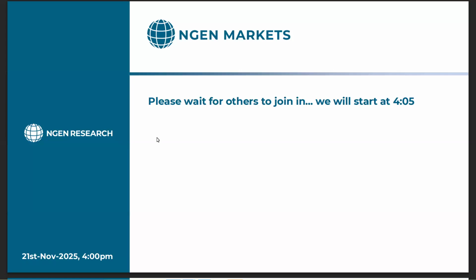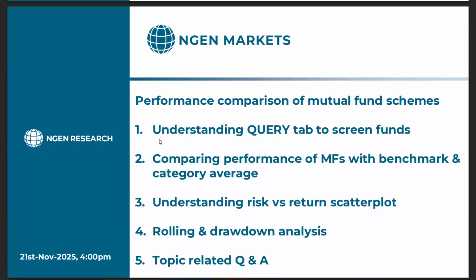By the time the others join in, let's have a look at today's webinar topic. Today, our major topic will be how you can compare mutual fund schemes with each other, and for that matter, with the benchmark as well as the category average. Firstly, we'll try to understand how you can load a specific category. There are three ways to load categories and shortlist them basis the filter parameters available. We will be making use majorly of the query tab. Following that, we will be taking the schemes to the compare section for the purpose of comparing them with the benchmark and the category average.